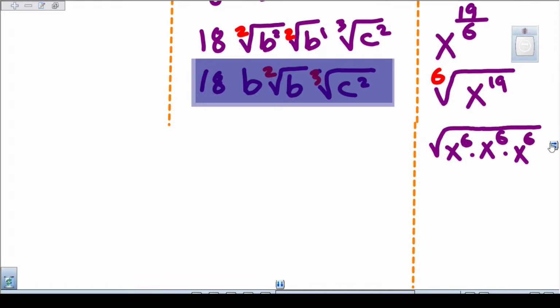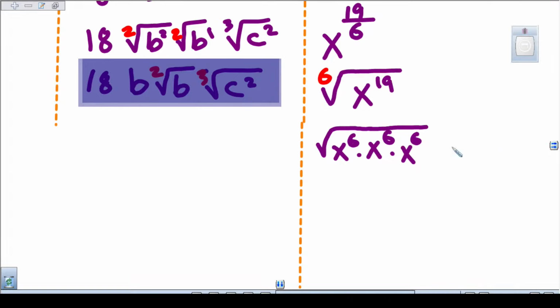And then times another x to the what? X to the 3rd, right? No, it's not 3rd, it's x to the 1st. Because 6 times 3 is going to be how much? What's 6 times 3? What is 6 times 3, you guys? 18.